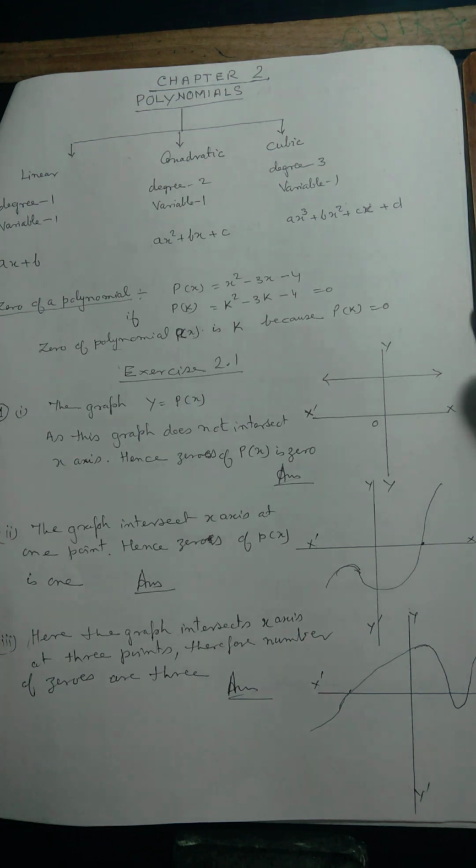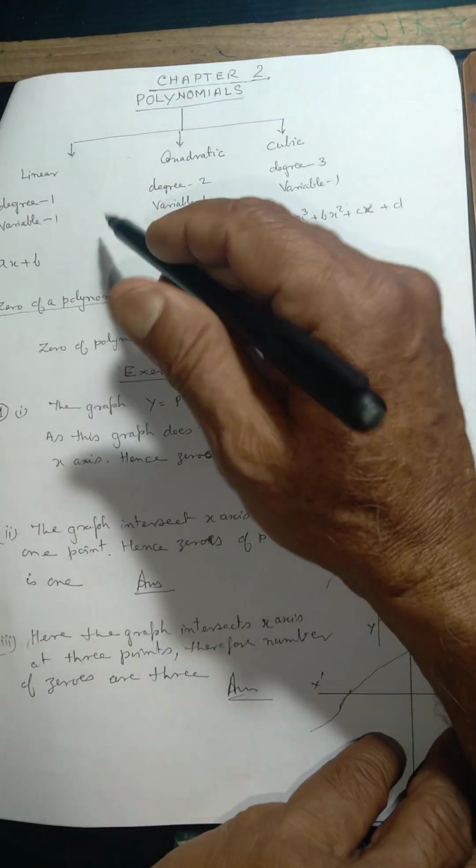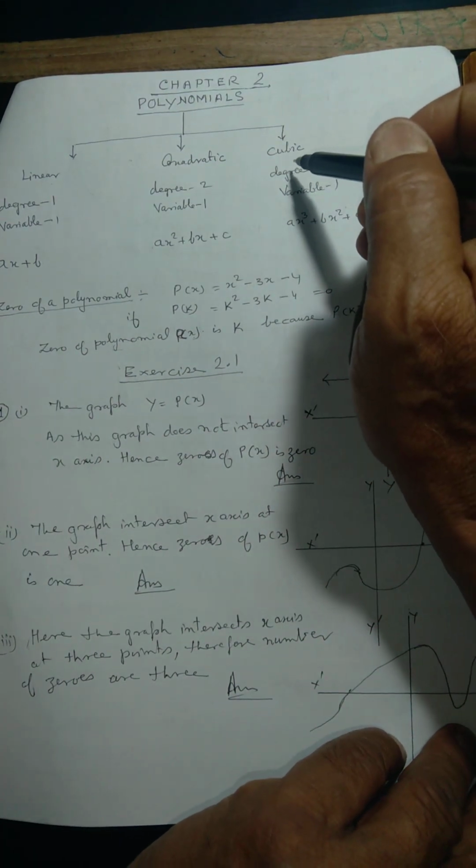Let us start chapter 2 of NCERT CBSE class 10th mathematics. The chapter 2 is on polynomials. Now you see the polynomial. First, the linear polynomial, quadratic polynomial, cubic polynomials.